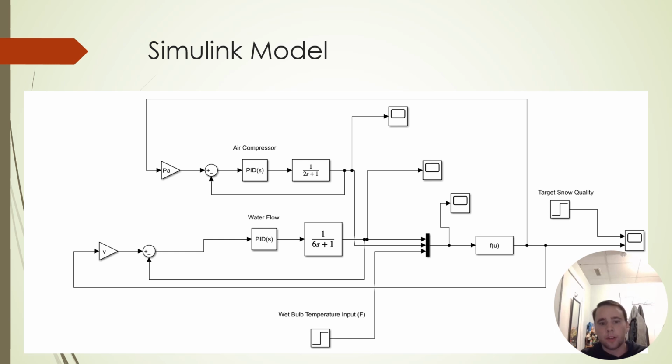Both the water flow and the air compressor flow have their own separate PIDs because they have to be tuned separately due to that non-linear relationship. This is the best way I could make it. Then all three of those signals go into a function that adds all of them together and weights them separately, so that outputs snow quality, and that's where I linearize this. And then that's all fed back into the system again, back into the feedback loop.